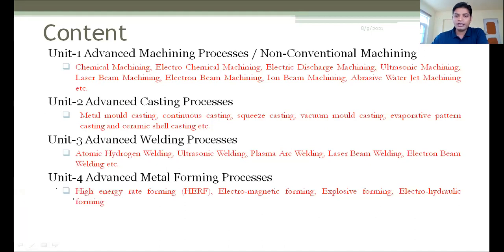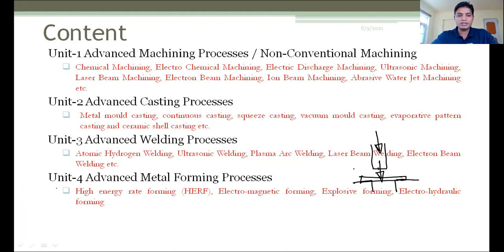Deep drawing is an operation in which we take a thin sheet, and there is a plunger. We apply a force on that plunger, and the sheet is kept on a die, so it is pushed inside the die. I hope you have studied punching and die operations. That is basically the deep drawing operation.